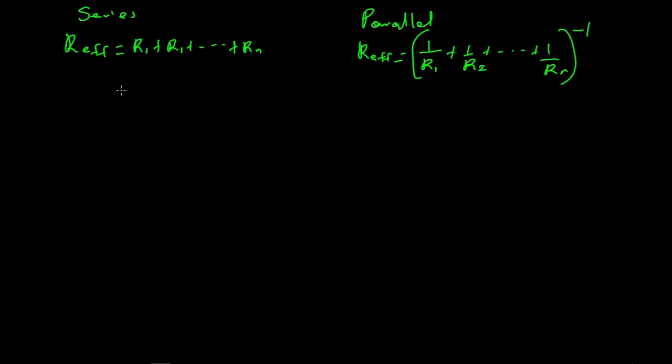Now let's consider some simple circuits. For example, if we have a circuit in this form, we have this one to be a 5 ohms resistor and this to be a 5 ohms resistor. As you can see, this is a series circuit.